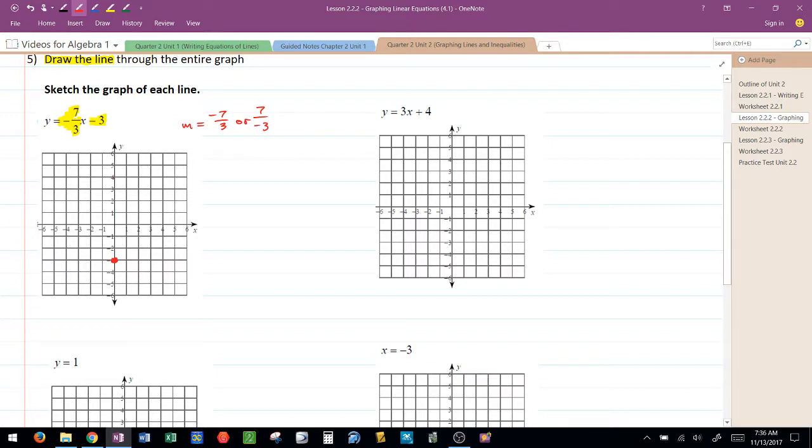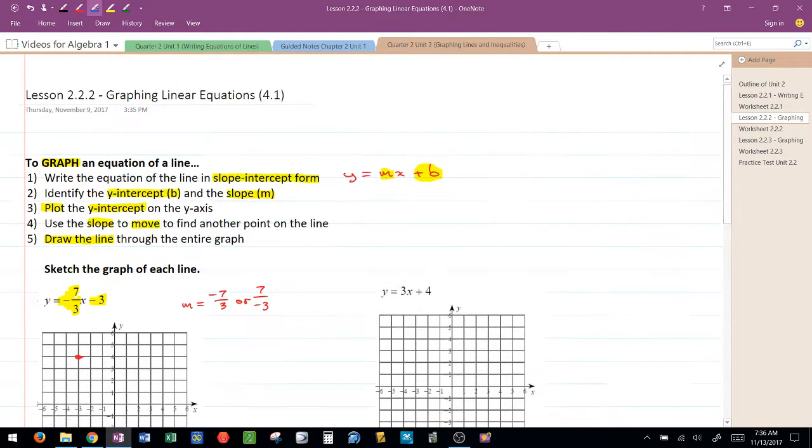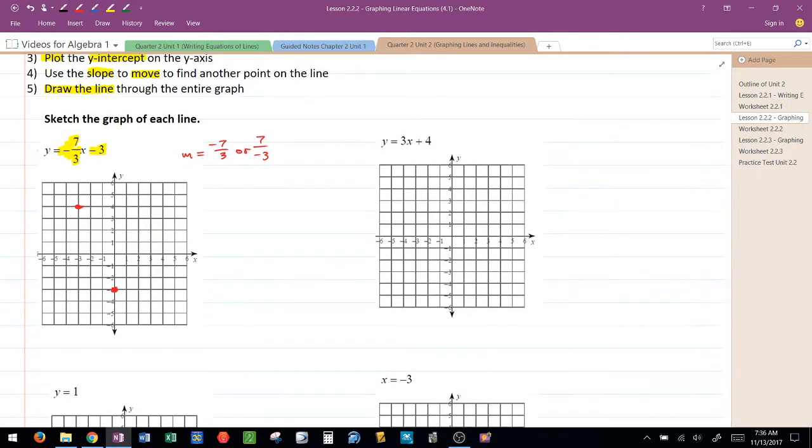I just have to remember that the second movement is -3, so I go left, 1, 2, 3, and there's my second point. I take those 2 points, and through those 2 points, I do my best to sketch a line through the entire coordinate plane. All right, pretty simple. Let's take a look at this second one.